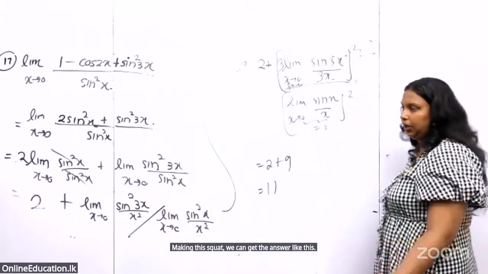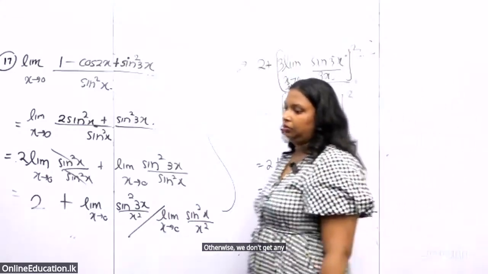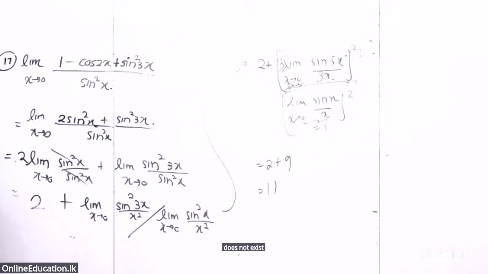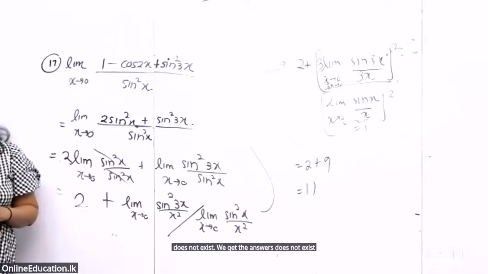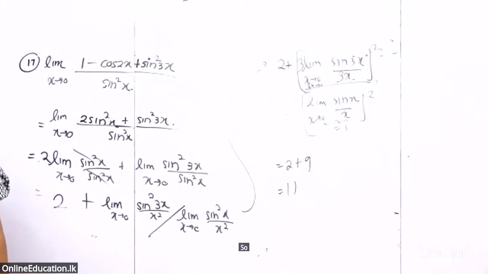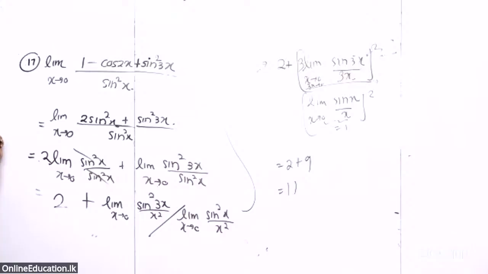Clear? Otherwise we don't get any limit. The limit does not exist. We get the answer as limit does not exist in the previous way. Clear? So you make it squared there. Understand this one?